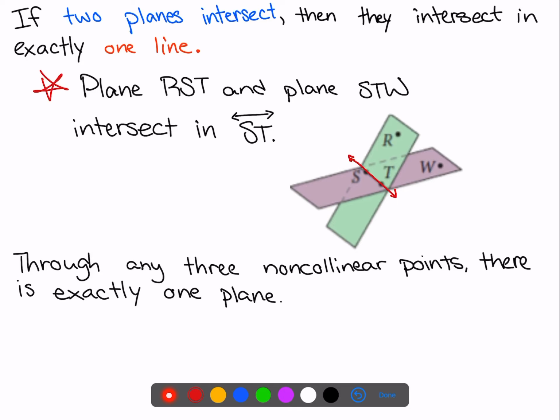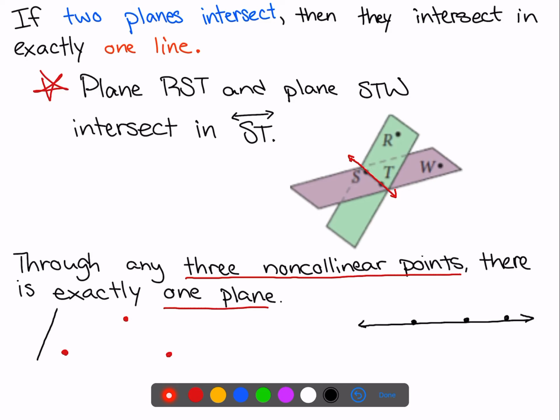The other key point here is through any 3 non-collinear points, there's exactly 1 plane. So we know that if we have 3 collinear points, the only thing that they can create is a line. However, if I have 3 non-collinear points, well, those 3 non-collinear points will create a single plane for us to use. So 3 non-collinear points is a single plane, but it also creates other things for us.